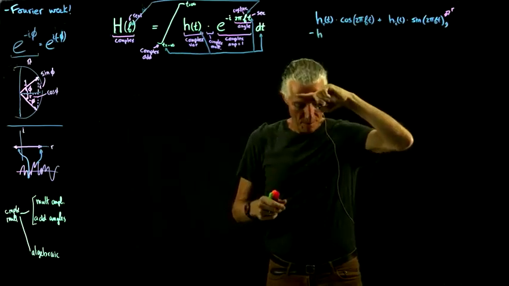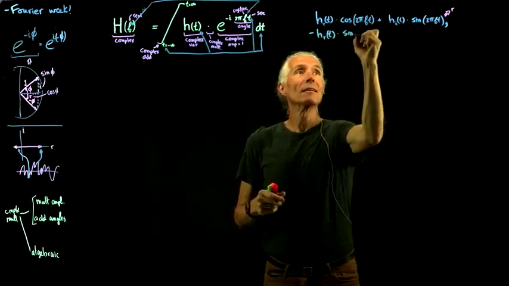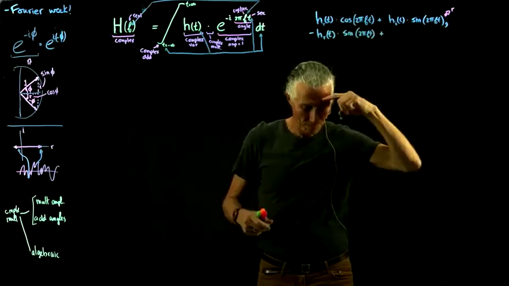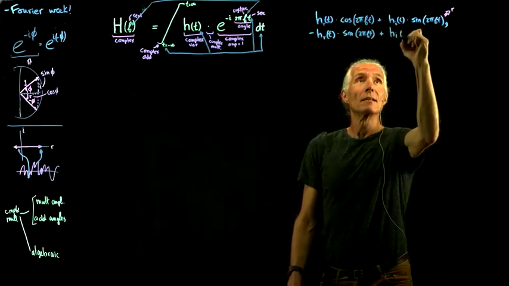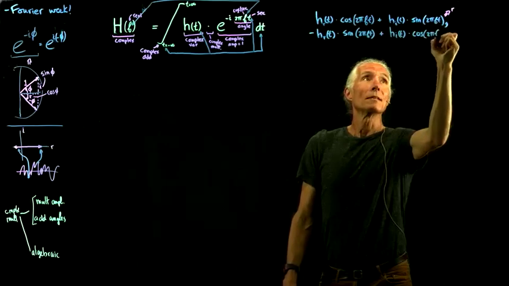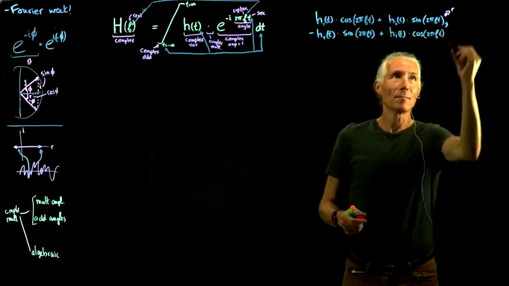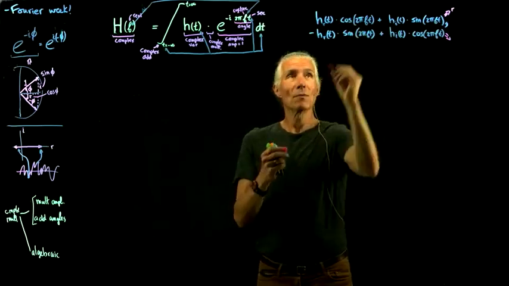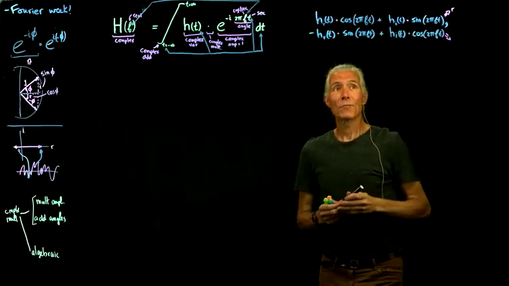So it's going to be the real times the sine of 2 pi f t, plus the imaginary times the cosine of 2 pi f t. And so this will be the imaginary number. So there's 4 multiplications total.